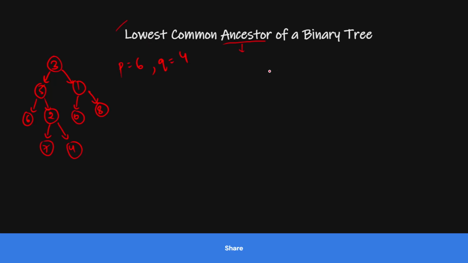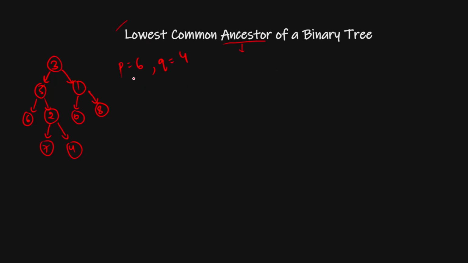I have to find the lowest common ancestor. Let's see here, where is 6? This is 6 and this is 4. For these, what is our common parent? The first common parent is 5, so this is my lowest common ancestor. But you can see that 3 is also a grandparent of 6 and 4, but it is not the lowest. So I have to find the lowest common ancestor.